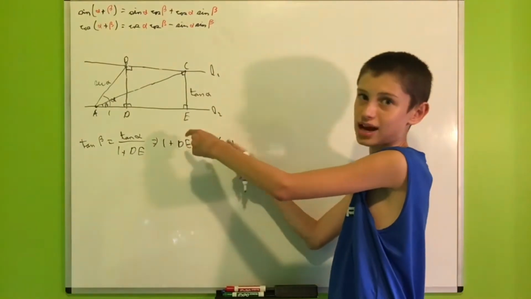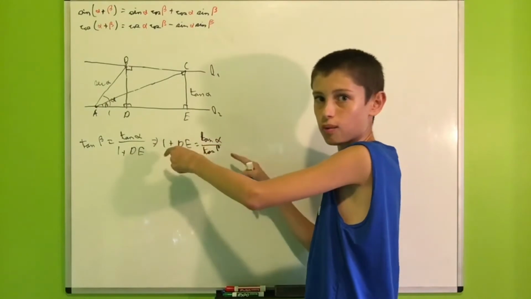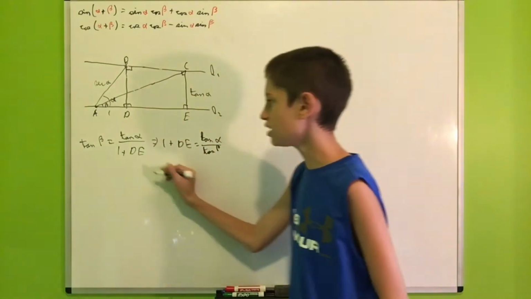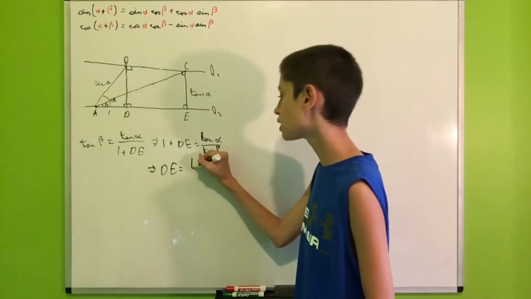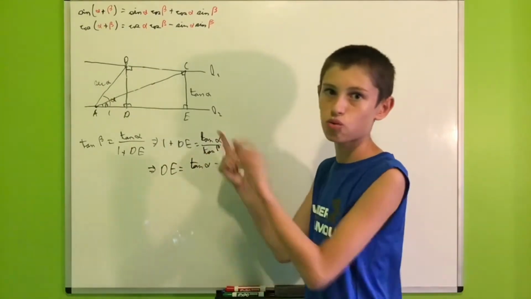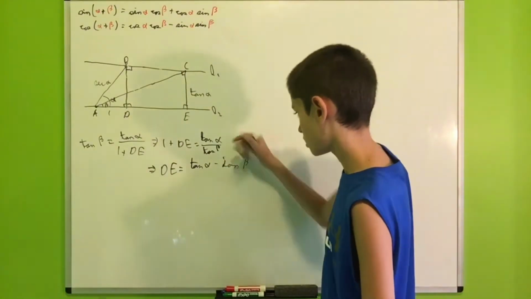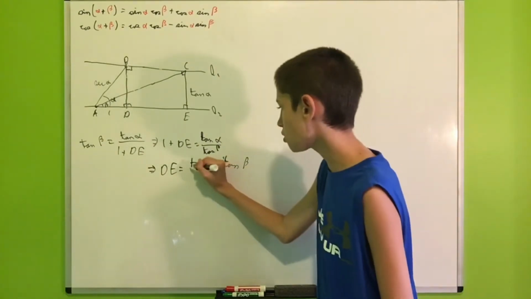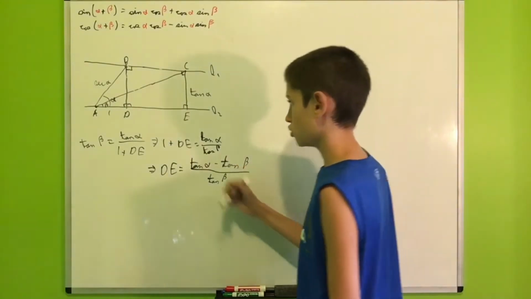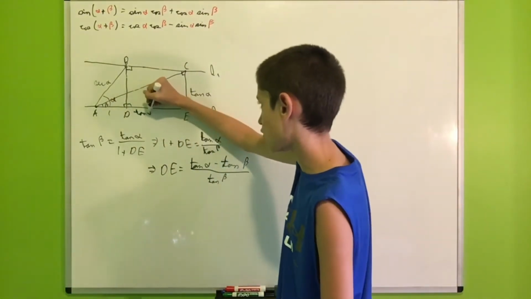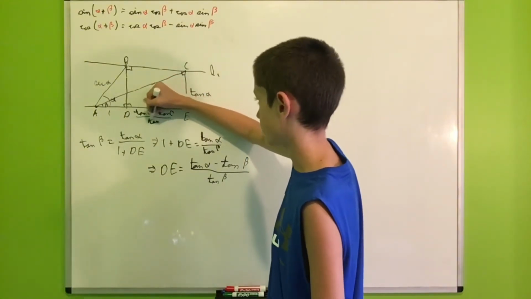And then we'll subtract 1 from both sides, so we will get that DE is equal to tangent alpha over tangent beta minus 1, and then we'll do a common denominator, tangent beta. So this length will be tangent of alpha minus tangent beta all over the tangent of beta.